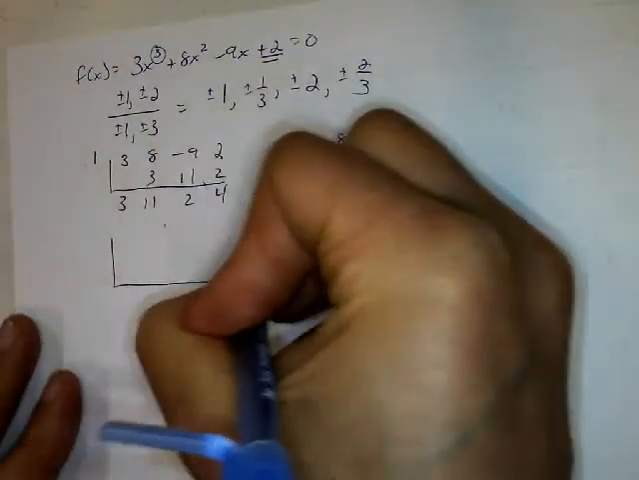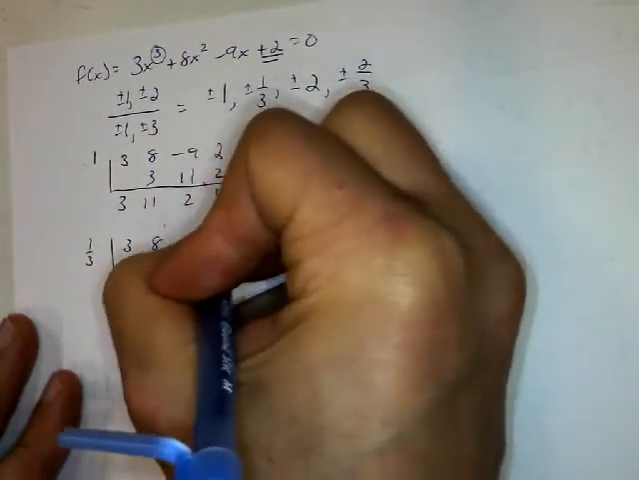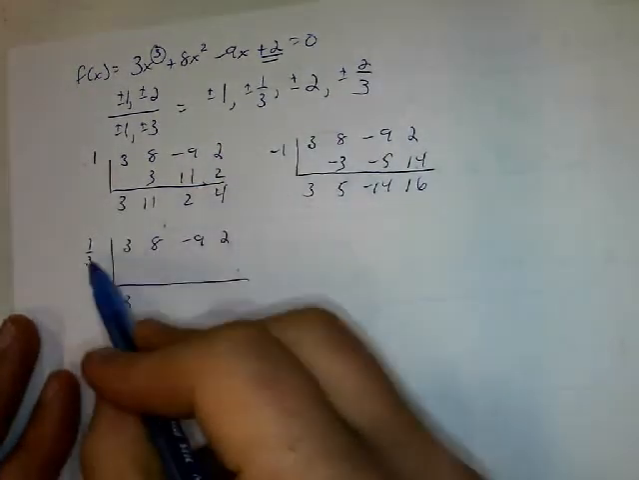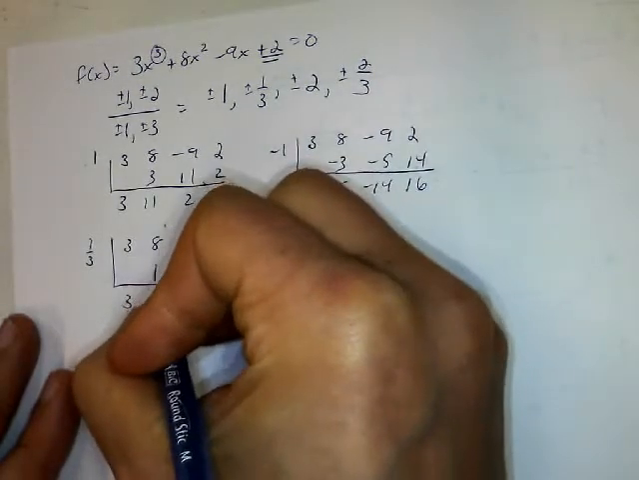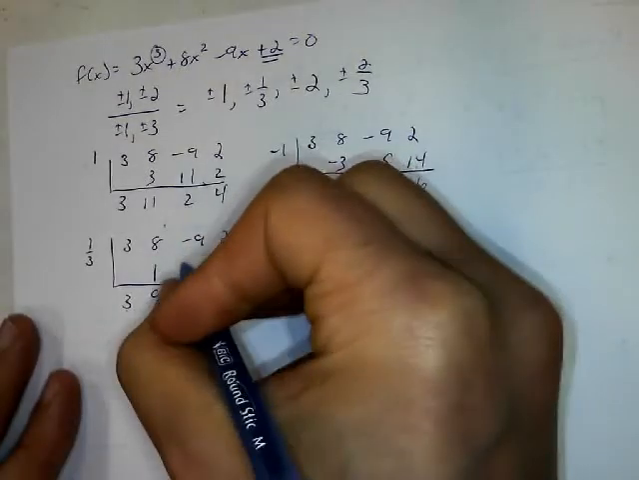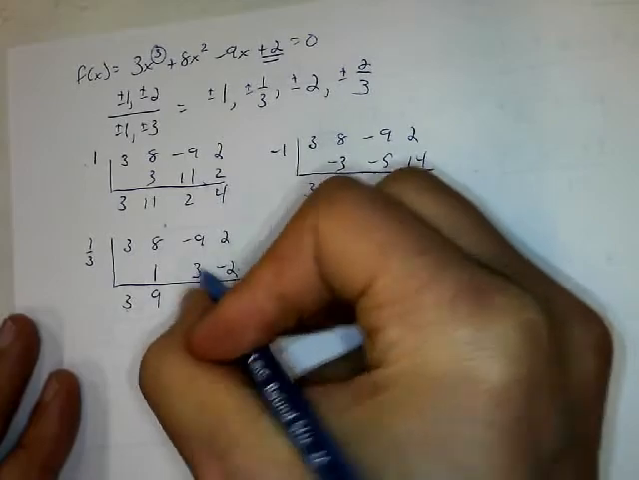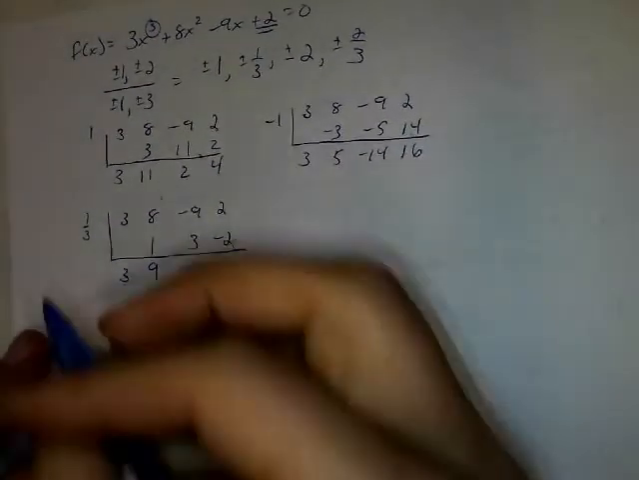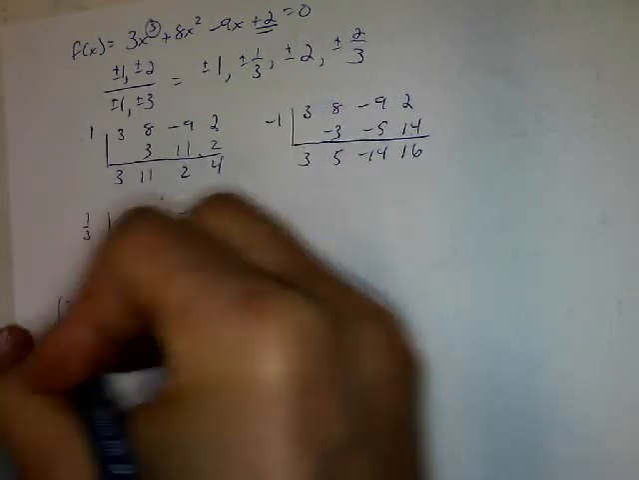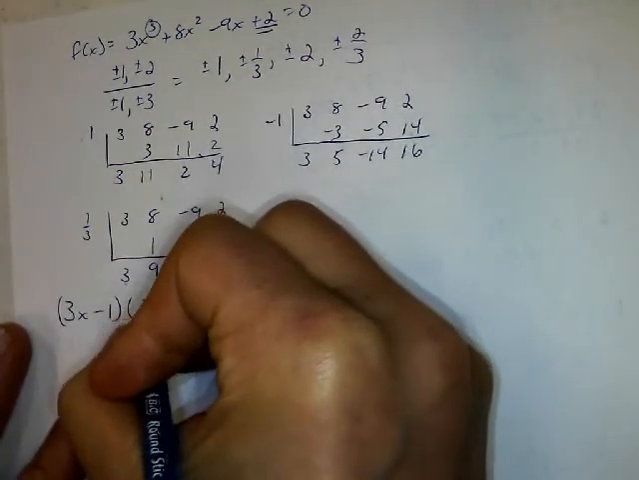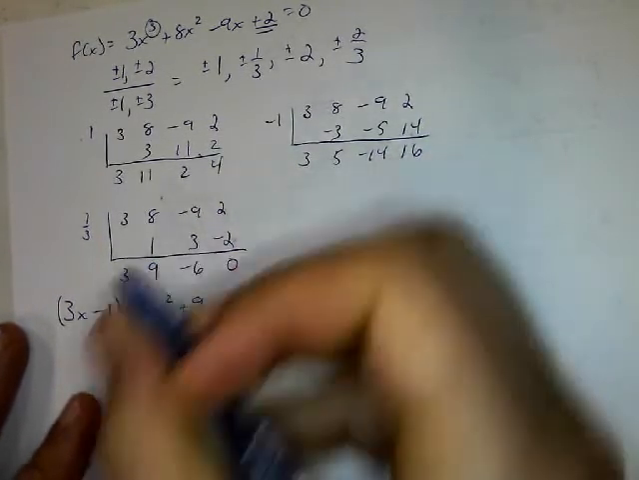Let's try another one. Let's try 1/3. Using fractional numbers really isn't that bad. Usually things cancel out nicely. 1/3 times 3 is 1, and you get 9. 1/3 times 9 is 3, you get negative 6. And negative 6 times 1/3 is negative 2. There you go. So we have that. So we have 3x minus 1 times 3x squared plus 9x minus 6 equals 0.